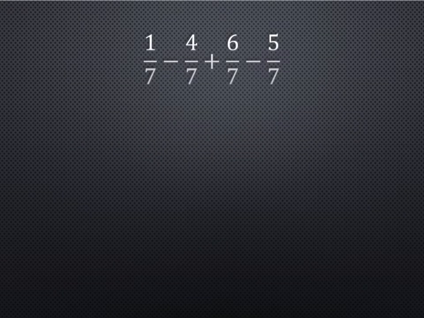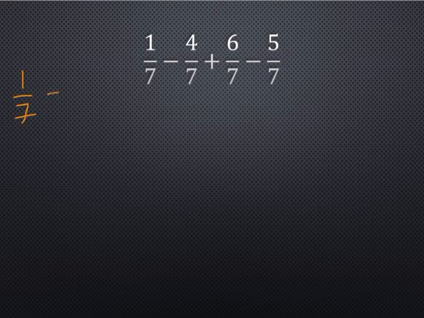So here we have 1/7 minus 4/7 plus 6/7 minus 5/7. Now if you remember in order of operations, we have just adding and subtracting, so we need to move left to right. So we're going to start over here and move our way this way. Alright, so let's start off with 1/7 minus 4/7.